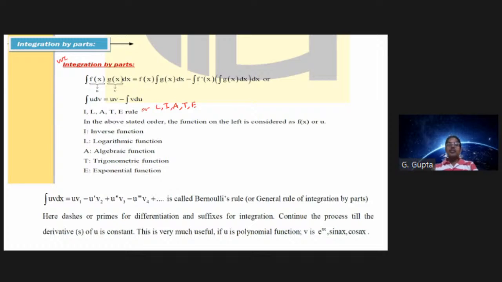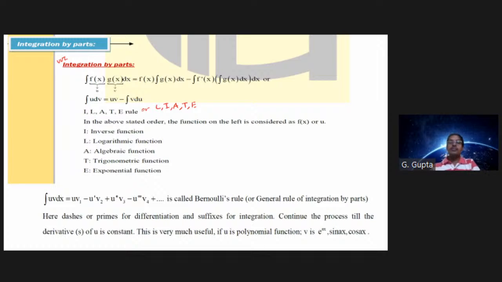In the above stated order, the function that comes first is considered as f(x) or u. Automatically, the other function is g(x) or v. What exactly is the rule? The first function is related to differentiation, the second function to integration. So the integral of f(x) g(x) dx equals f(x) times the integral of g(x) dx, minus the integral of f dash x times the integral of g(x) dx. Some people use this method also, the 12th standard method: integral u dv is equal to uv minus integral v du.